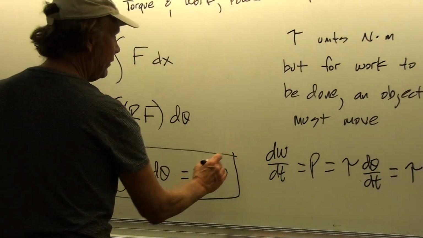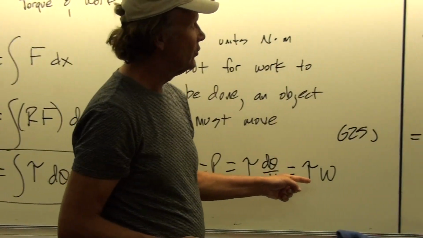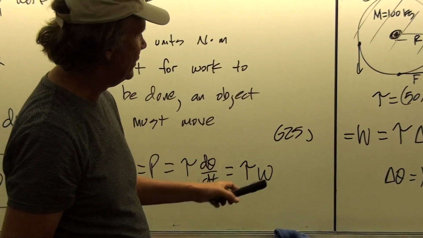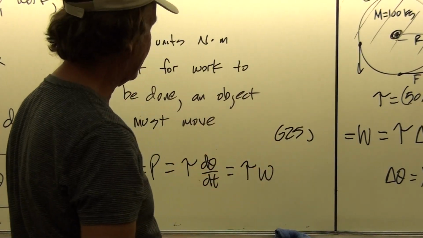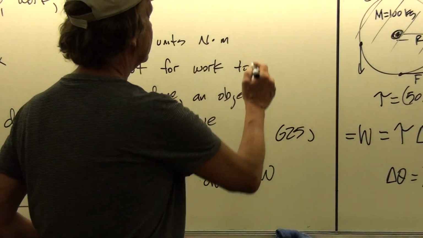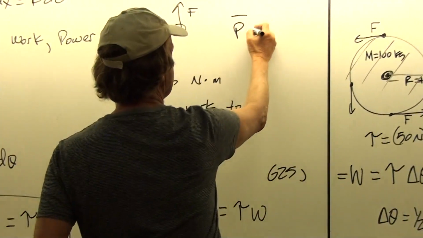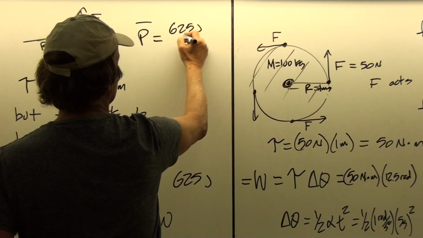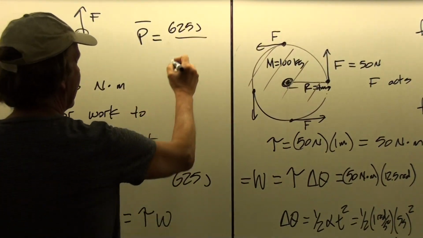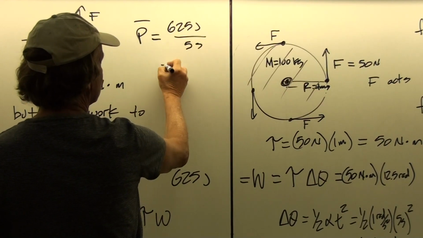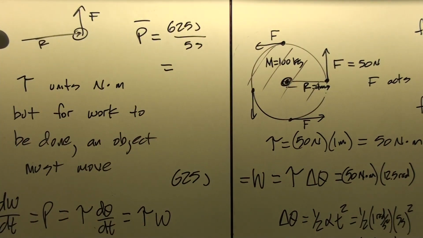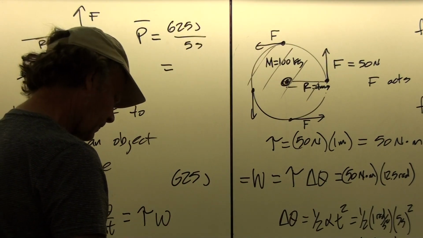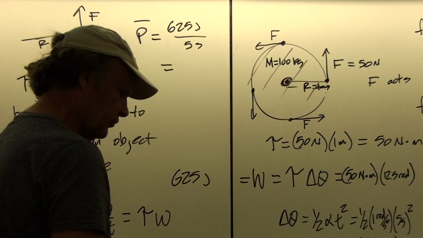Now what if we want power? Now power is the rate at which work is being done. And so since we have a constant torque acting here, we could say that our average power is equal to the work done, which is 625 joules, divided by how much time elapses, which is 5 seconds. And that should give us a result in watts, or 125 watts.